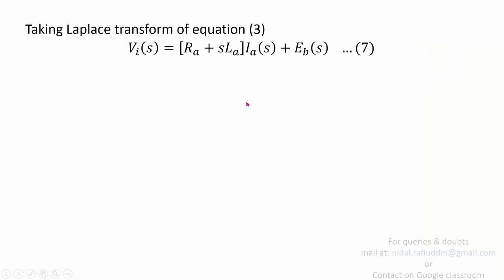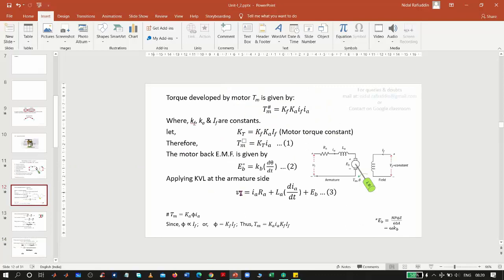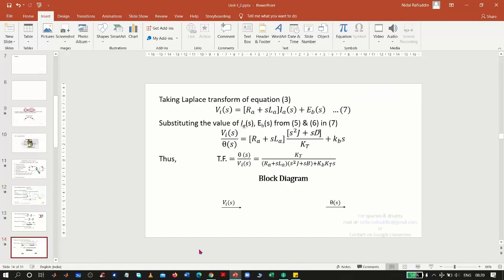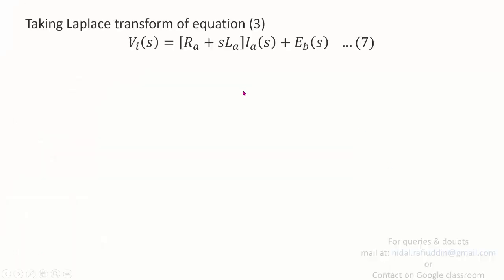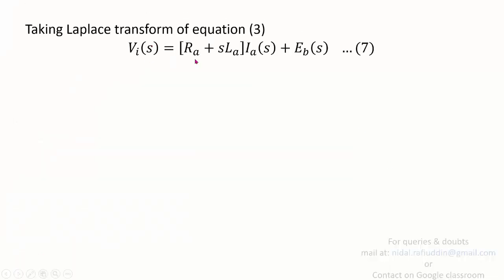If you take the Laplace transform of equation 3, which is nothing but the equation that you obtained after applying KVL on the armature side, where input voltage equals all the other voltage drops, you get VI is equal to RA plus S LA times IA plus EB. All variables are functions of S now.